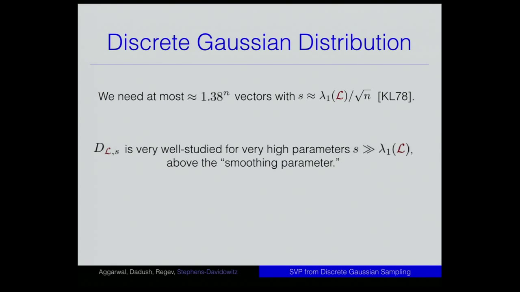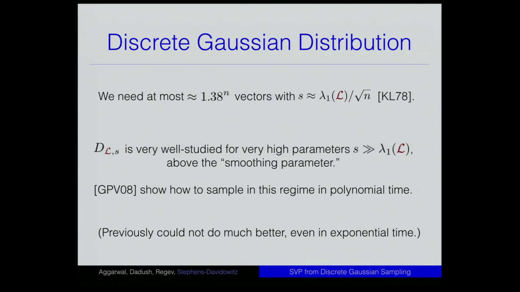Now, for very high parameters, the discrete Gaussian is extremely well studied. In particular, above the so-called smoothing parameter, which I won't define formally, but intuitively it's when it looks like a Gaussian. At the beginning, I showed you a very nice pixelated Gaussian distribution. That was above the smoothing parameter. By the time I got to these weird distributions, it was no longer smooth. And in particular, Gentry, Peikert, and Vaikuntanathan, who are all here, showed how to sample in this regime in polynomial time. So well above smoothing, we know how to sample from this distribution. But previously, even in exponential time, there was no algorithm to sample below smoothing.